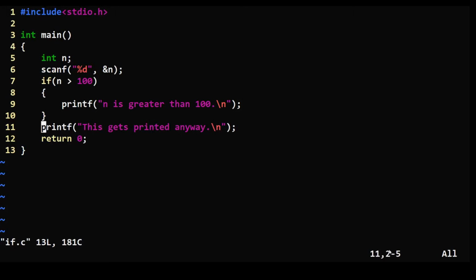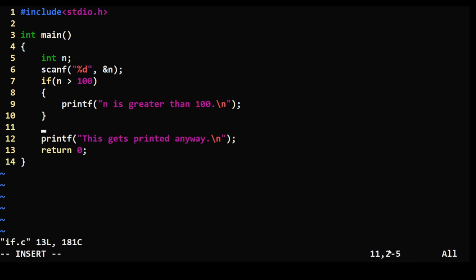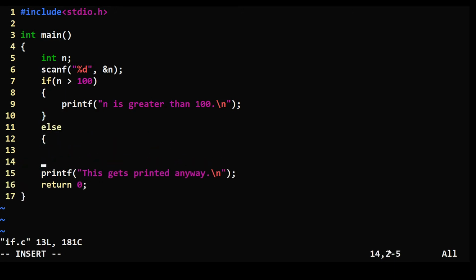So now here we have a choice of whether to print this or not based on this. But what if we want to choose between two paths? If this, do this, otherwise do something else. That is provided to us through the else keyword.